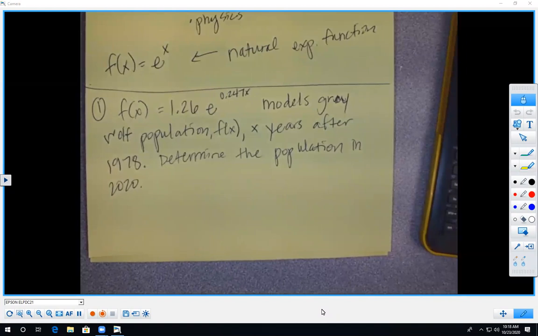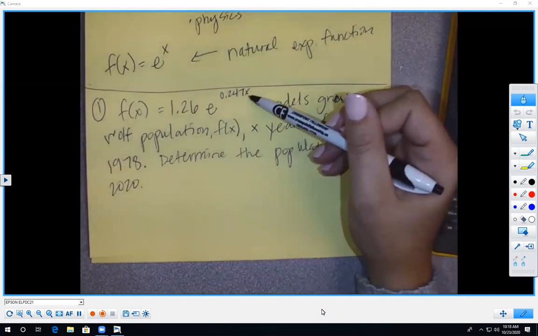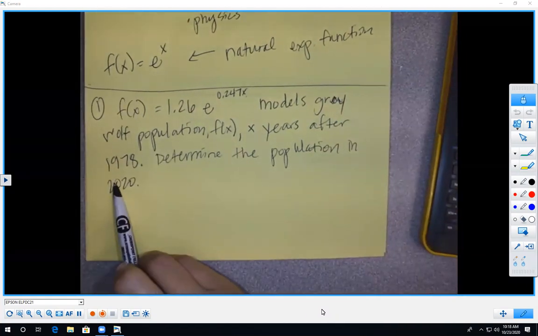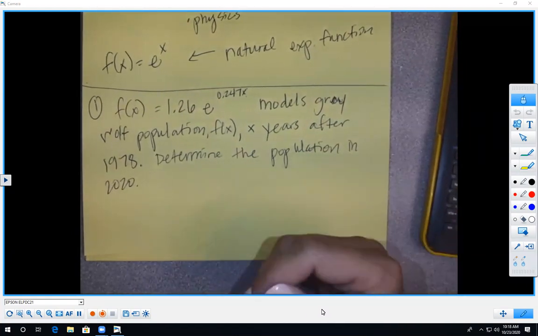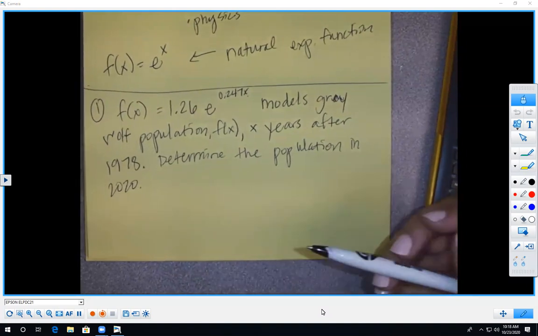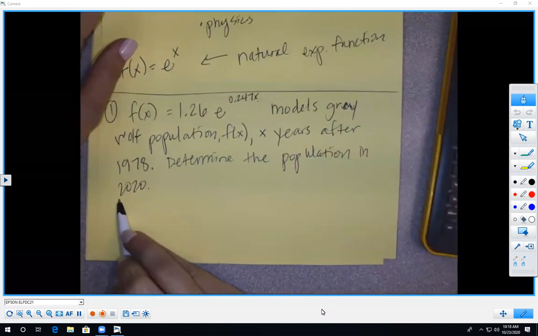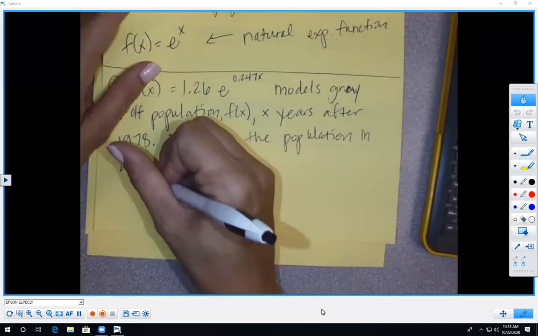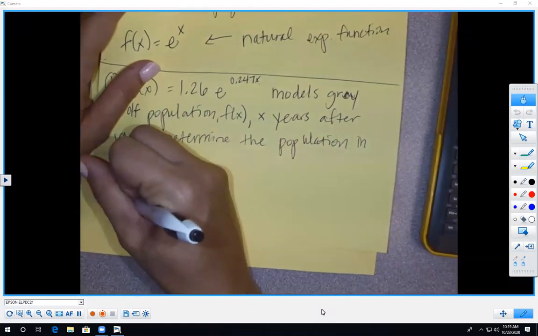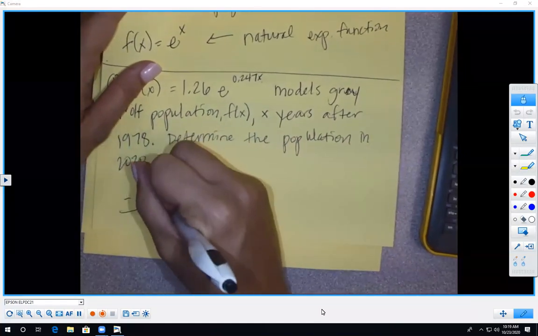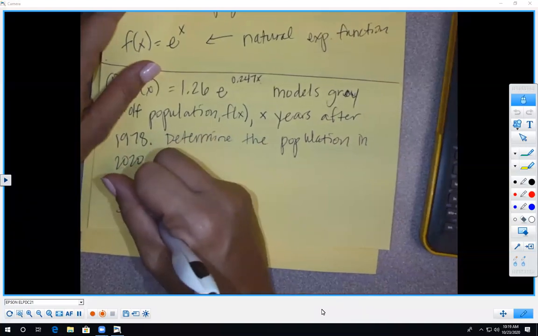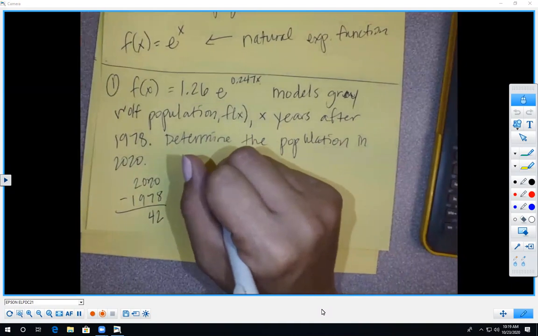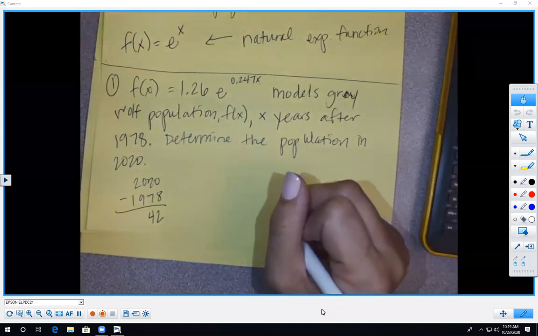Okay, so the number x that we're plugging in is the number of years after 1978, right? So 1978 would be like year 0, 1979 would be year 1, 1980 would be year 2, and so forth. So what year would 2020 be? How would you figure that out? Subtract 2020 minus 1978, which gives us 42. Is that right? Okay, so we're going to plug in the number 42.